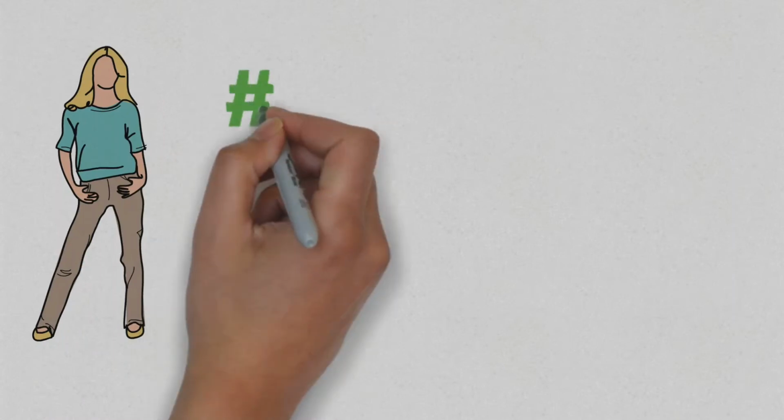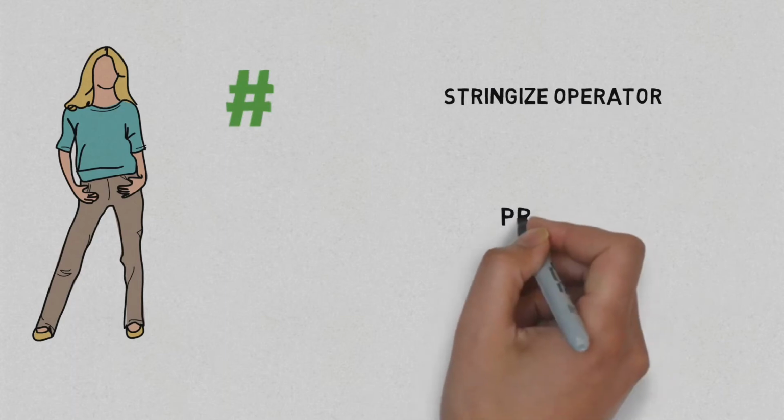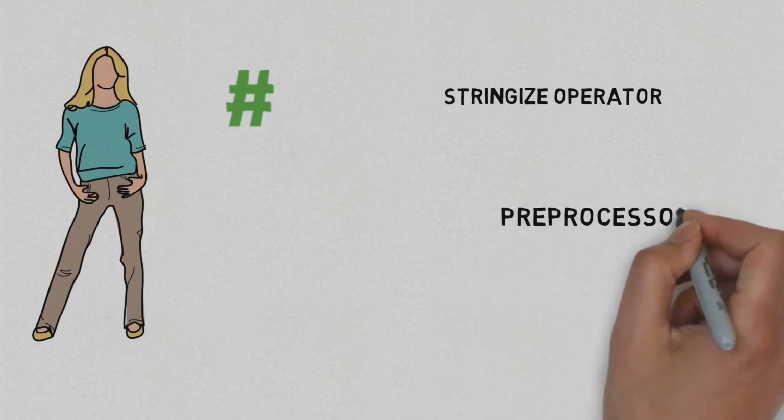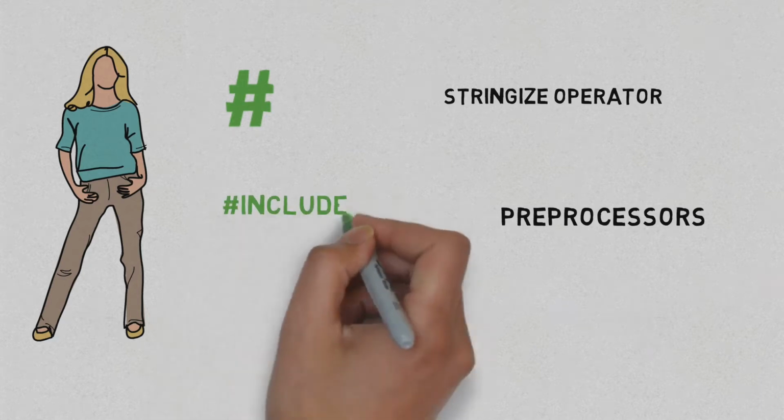Okay, now let's begin with the hash operator. The hash operator is the first character which we write while including a header file. The hash operator is also called a stringized operator. The statements which include hash in the beginning are called preprocessors, which need to be processed before the execution. That means whichever statements you write starting with hash should be a preprocessor. That means it will be processed before you even execute the program. Please keep in mind that #include stdio.h is preprocessed.